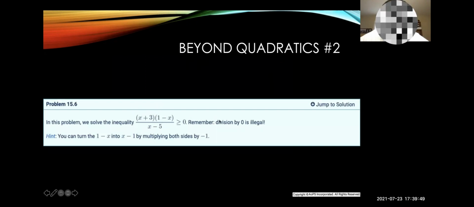So here's another problem. Try to solve this inequality, and remember that you can't divide by 0, and there's a hint here. I'll give you guys 4 minutes for this problem.